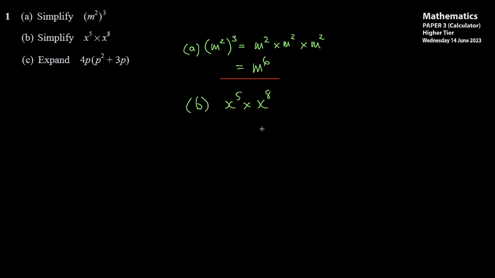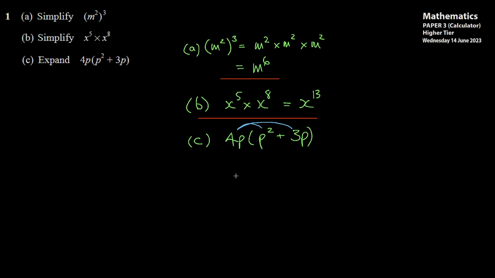Well, I've previewed this so much, you just simply add 5 and 8. So this is x to the 13. And that's part B. And part C, we've simply got to do these two multiplications.